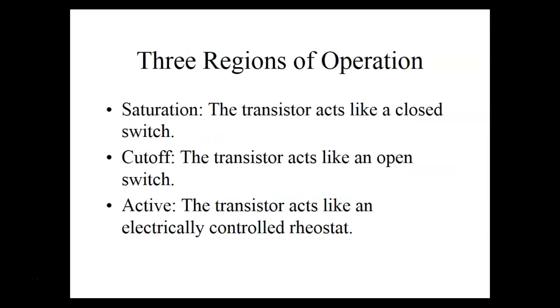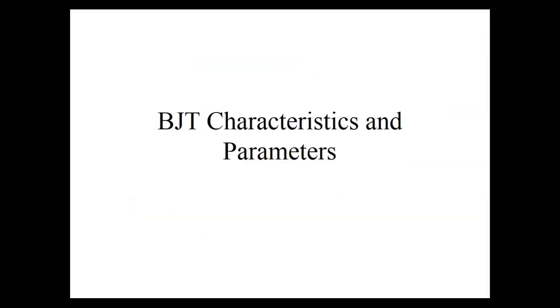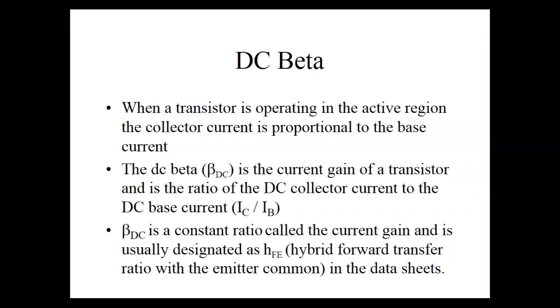Three regions, everybody okay? So three regions: saturation, it acts like a what? Closed switch. Cut off, the transistor acts like an open switch, and in the active region, it acts like a rheostat that's electronically controlled. Everybody okay on that? We talked about beta. Beta is the current gain.